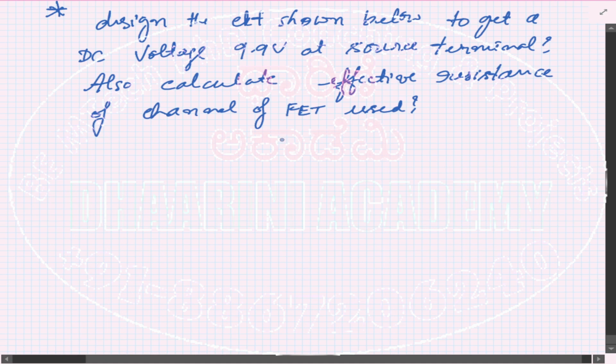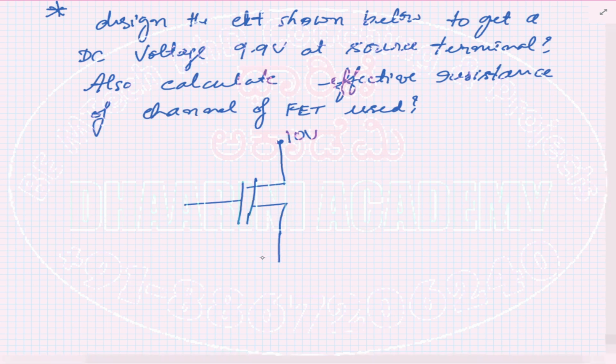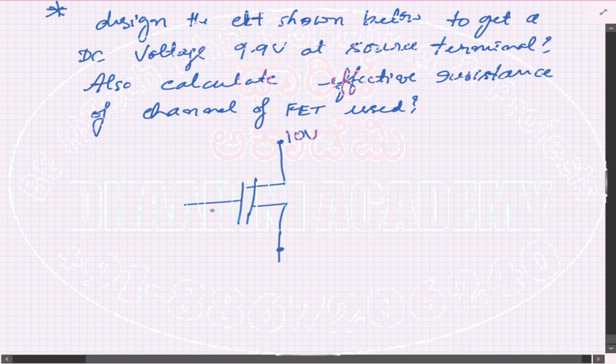Okay, so this is the given circuit. There is a 10 volt power supply. This is connected to an N MOSFET, and at this point we are shorting this, and then we have a resistor connecting this to ground. All right, so this is the drain terminal, this is the gate, and this is the source. And they are saying that at this point it is expected to have 9.9 volts.